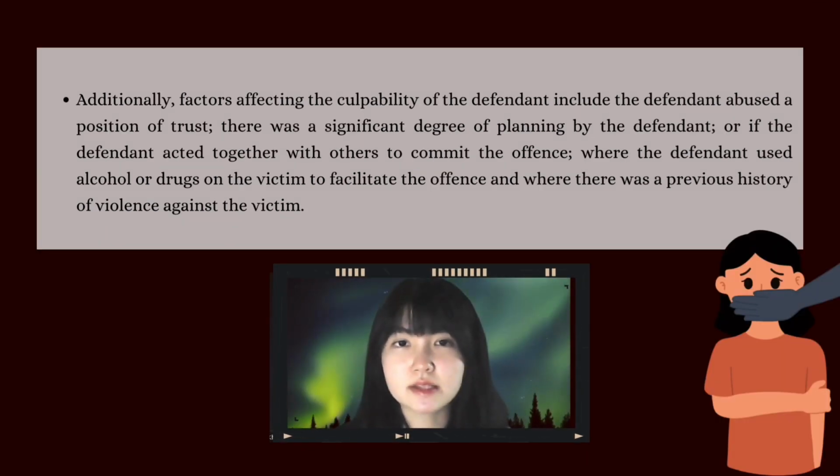Additionally, factors affecting the culpability of the defendant include where the defendant abused a position of trust, there was a significant degree of planning by the defendant, or the defendant acted together with others to commit the offence, where the defendant used alcohol or drugs on the victim to facilitate the offence, and where there was a previous history of violence against the victim.